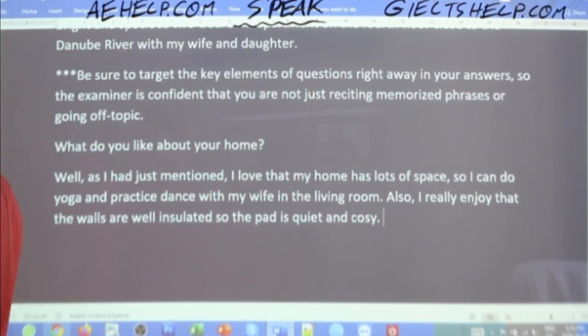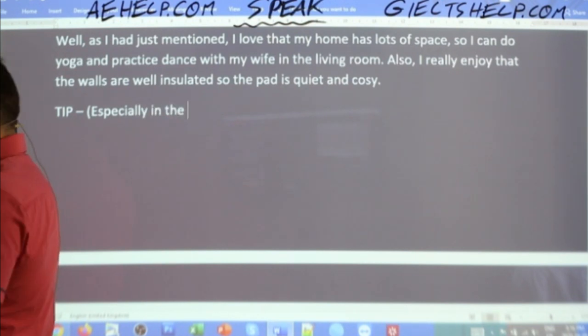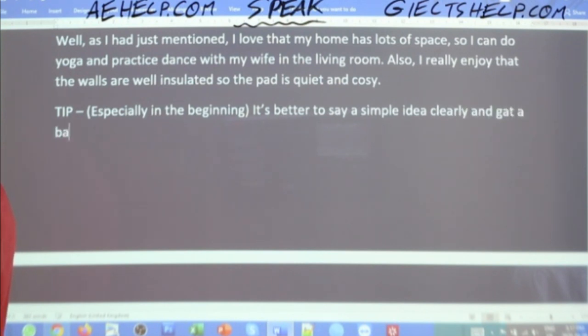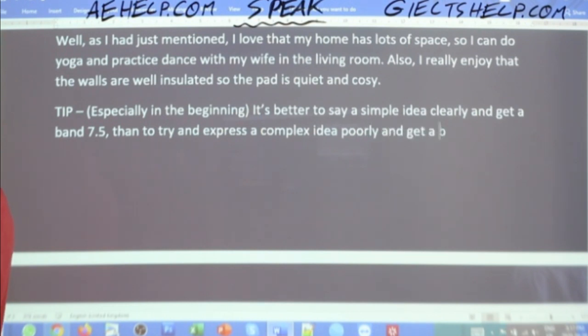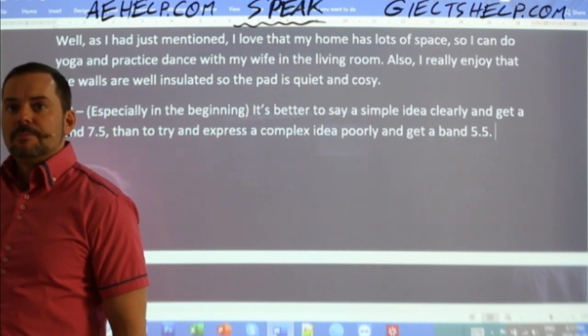I'm going to add that as a tip to our notes here, okay? Especially in the beginning. Because in part 3, you might not be able to get away with it just because the questions can be quite complex. But in the beginning, you have to pay attention to this, okay? So it's better to say a simple idea clearly and get a band 7.5 than to try and express a complex idea poorly and get a band 5.5, okay? Keep that in mind, all right? So that's why you want to practice that, okay?